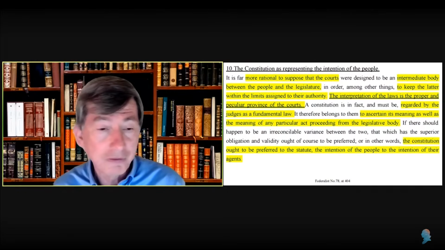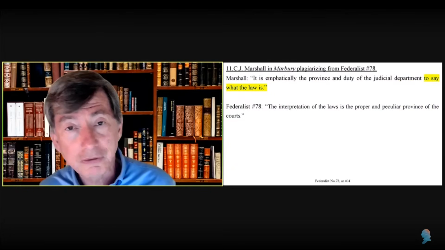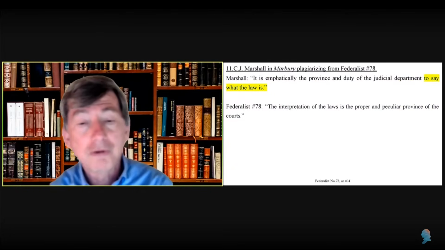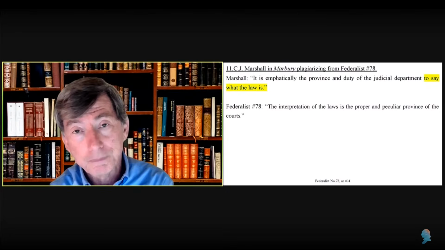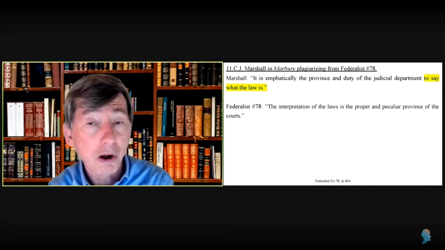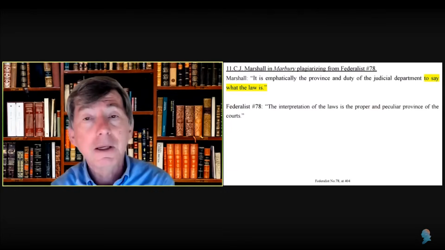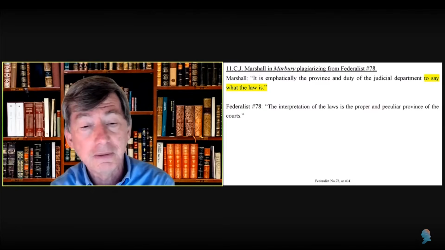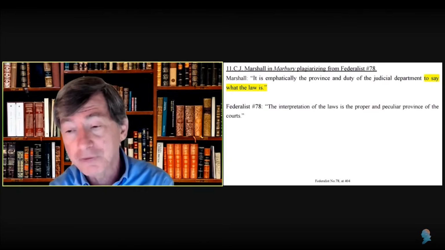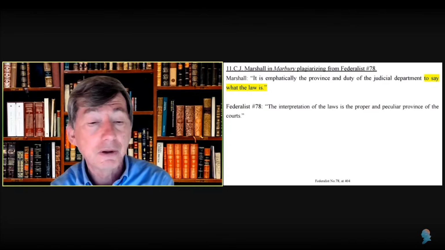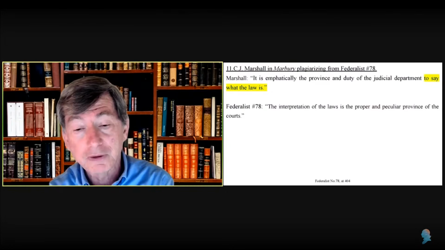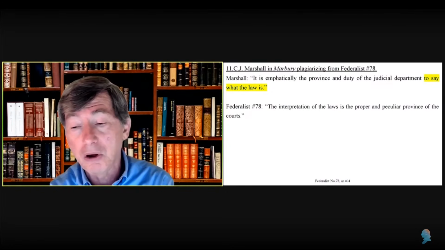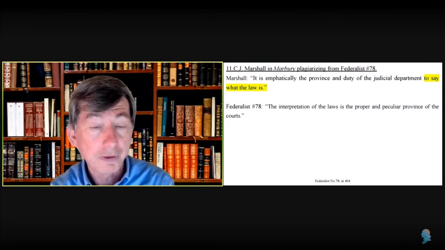Now, here's the sentence. Justice Scalia used to always say that Chief Justice Marshall, quote, plagiarized Federalist 78 in the part of Marbury where he explains what we call judicial review. It wasn't called that back then. And so here's Marshall's statement: "It is emphatically the province and the duty of the Judicial Department to say what the law is." Federalist 78, the line that I previously pointed out: "The interpretation of the laws is the proper and peculiar province of the courts."